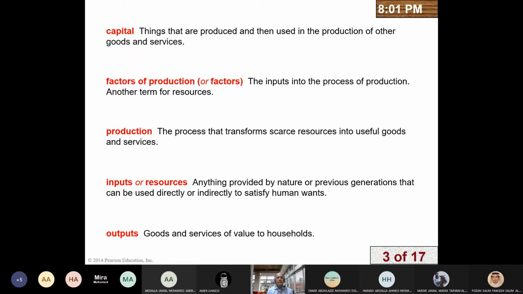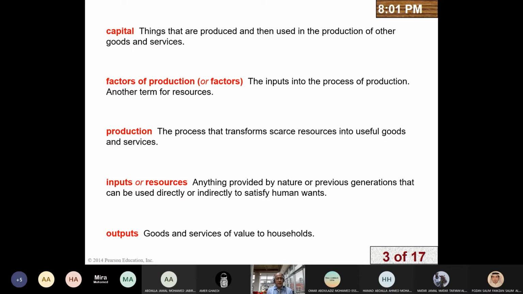Factors of production, or the inputs into the process of production, another term for resources. Okay, so we say factors of production, inputs, or resources. All these terms are exchangeable.